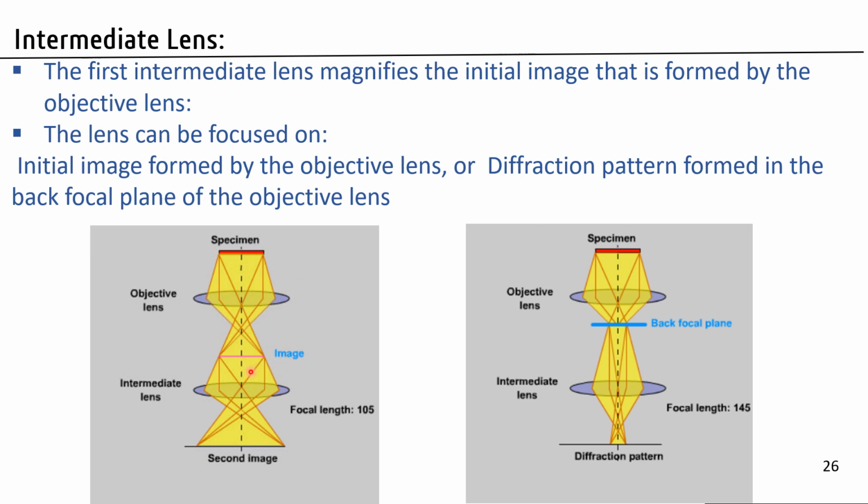In the same picture, this is the intermediate lens present after the objective lens. The focal length is 105 in the first picture, and in the second picture the back focal length is 145, and the diffraction pattern is better in comparison to the first one.